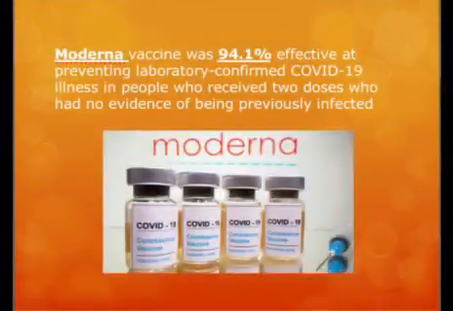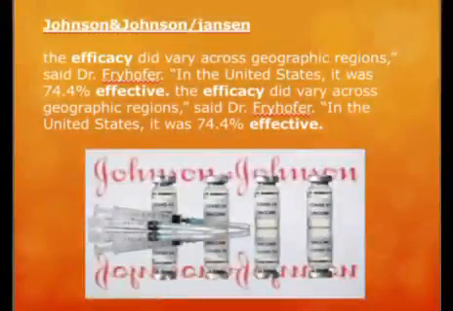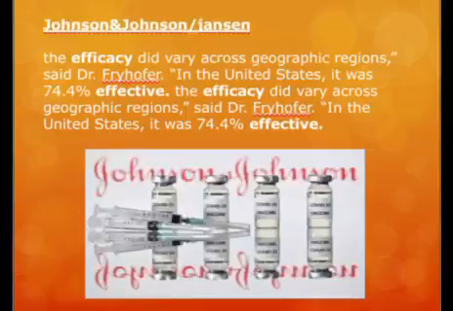Moderna vaccine was 94.1% effective at preventing laboratory-confirmed COVID-19 illness in people who received 2 doses and had no evidence of being previously infected. Johnson & Johnson. The efficacy did vary across geographic region, said Dr. Freihofer. In the United States, it was 74.4% effective.